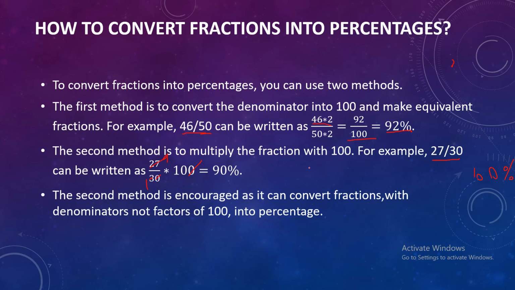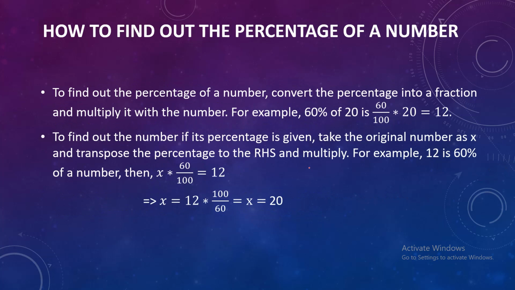Okay. So how to find out the percentage of a number? Like if it is given, 27% of 60 is what? Then how would you find out? To find out the percentage of a number, convert the percentage into a fraction. Any percentage, 20%, 30%, 40%, 25%, can be written as the number over 100. For example, 40% is equal to 40 over 100.